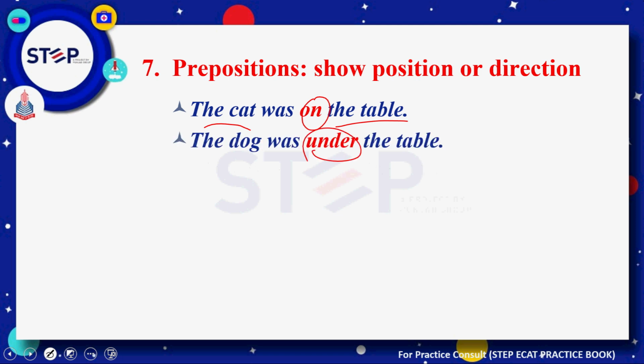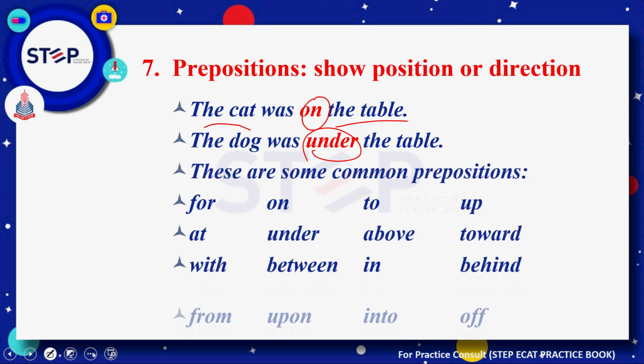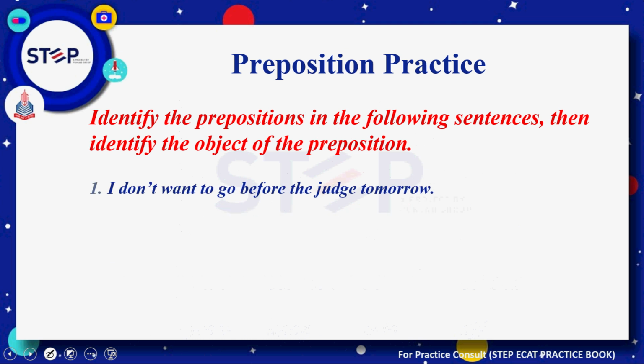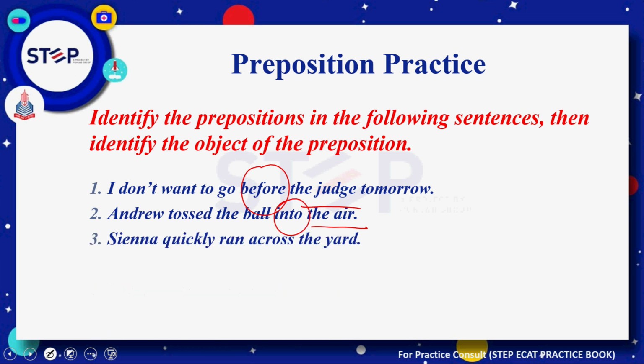The dog was under the table. So this under is a preposition. There are some common prepositions. Preposition practice. Let's try to identify some prepositions. I don't want to go before the judge. The judge is a noun, and this before is a preposition. Andrew tossed the ball into the air. The air is a noun, and this into is a preposition.